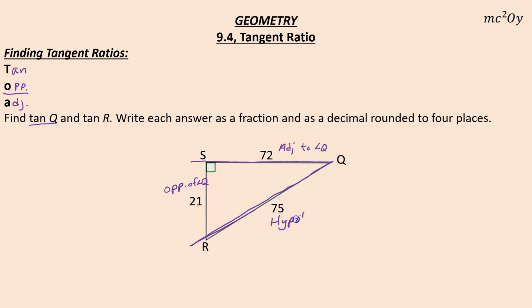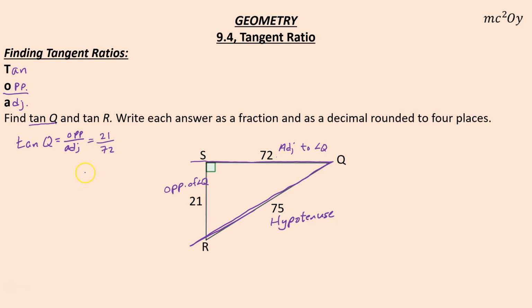It doesn't matter which angle we're dealing with. Longest side is always the hypotenuse. So when I'm finding the tangent of Q, the tangent of angle Q is equal to, remember, that's opposite over adjacent, right? TOA, opposite over adjacent. So the tan of angle Q would be the side opposite, which is 21, over the adjacent side, which is 72.